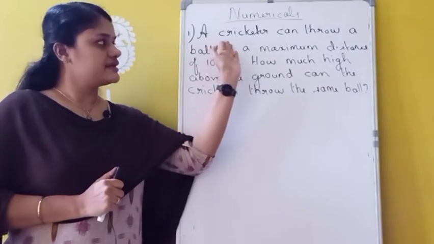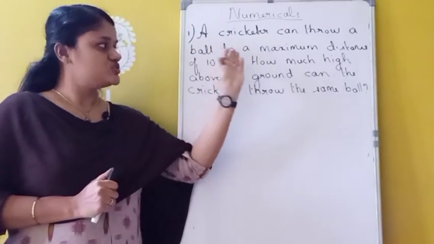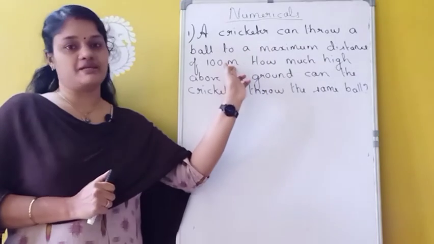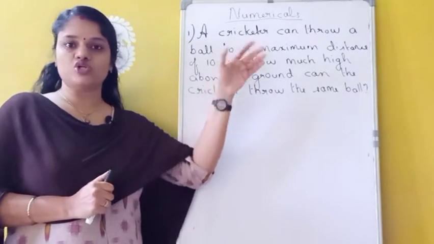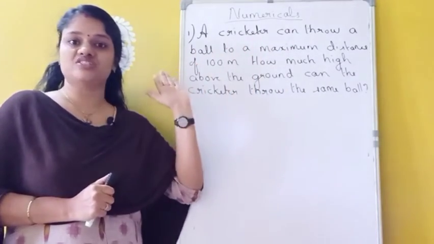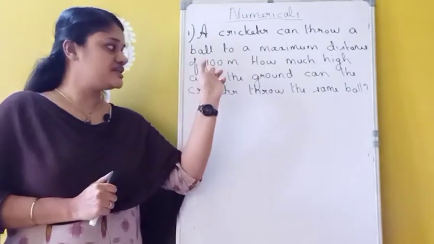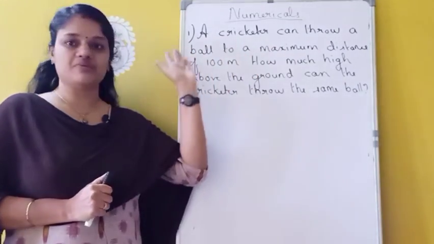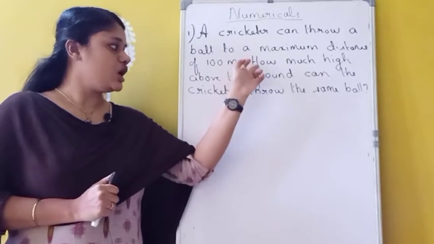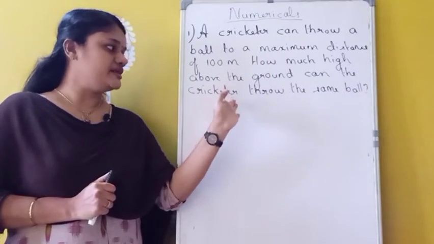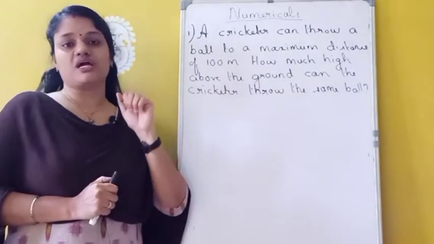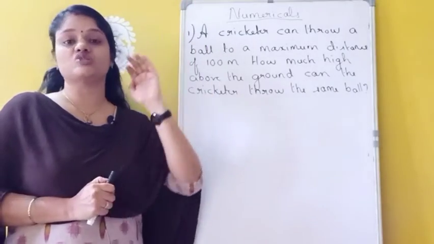First one, a cricketer can throw a ball to a maximum distance of 100 meter. This maximum distance can be called the range. The maximum range is given as 100 meter. How much high above the ground can the cricketer throw the same ball? So we have to find the maximum height reached by the ball.